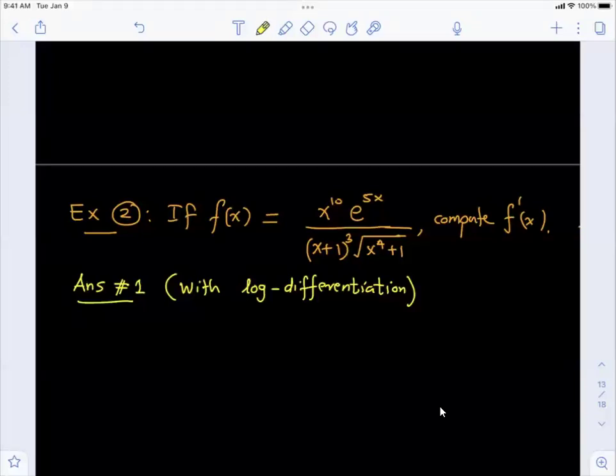My approach for this particular problem is to show you the answer with log differentiation and without log differentiation to compare these two scenarios. All right, so give it a try. Pause the video and give it a try. First with logarithmic differentiation, compare it with the previous example if needed, and do the computation and see whether you can reach the answer.